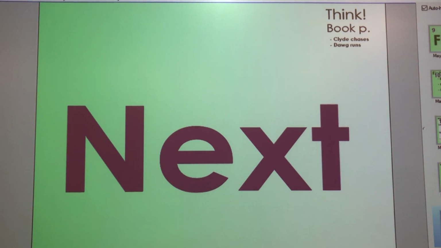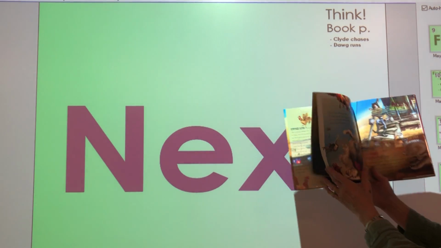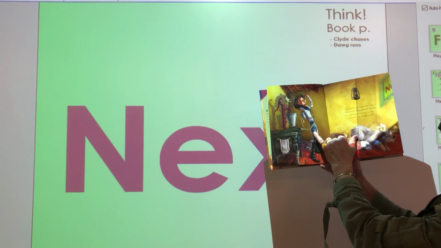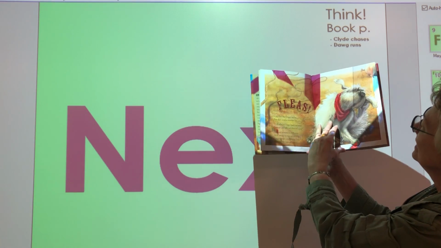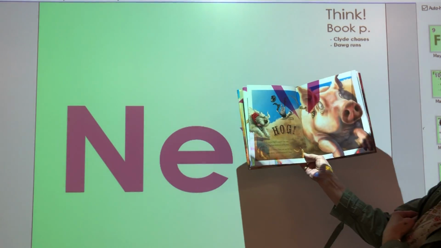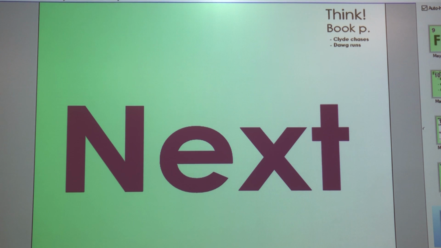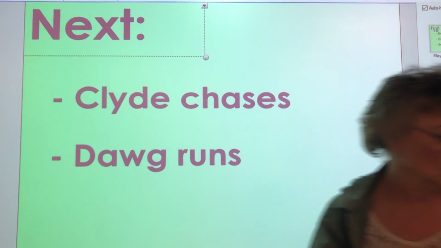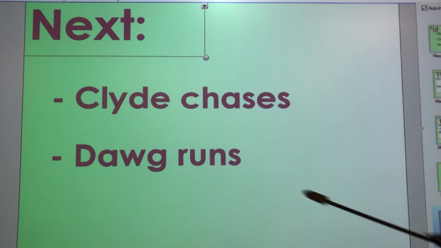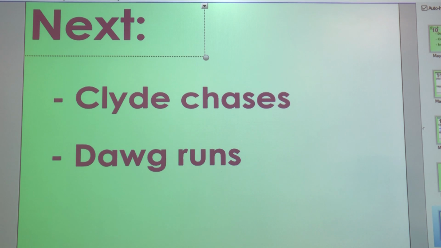Next, what happened? Think about our book. Well, Clyde is ready to rope him and catch him, and Dog runs away. And he keeps running. So the words we're going to need are Clyde chases, Dog runs. We're not going to write sentences. We're not going to write a lot of extra information. We just are going to write about the key ideas.